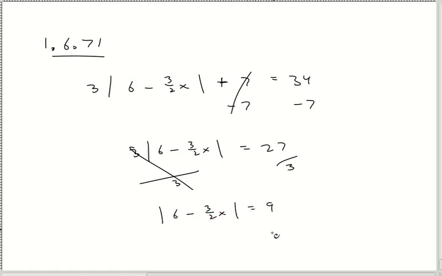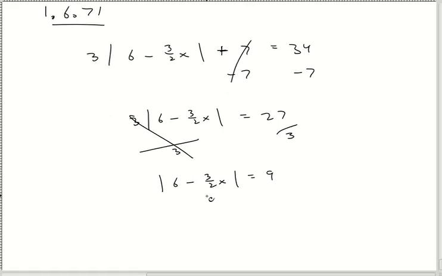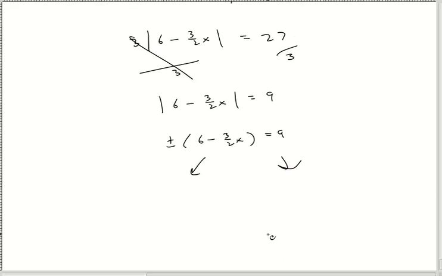And I get a 9. See the absolute value? And so then I got plus or minus 6 minus 3 halves x equals 9. And you got your two answers and so on and so forth.